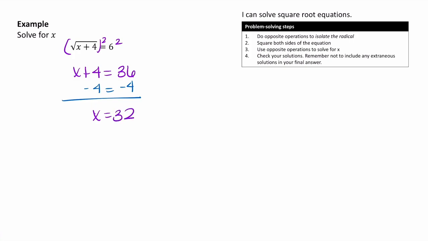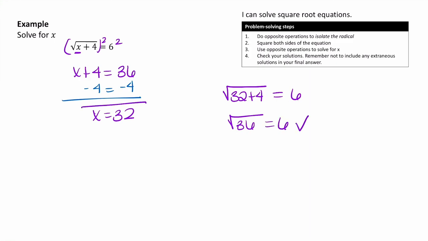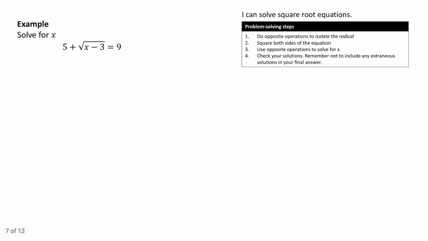Remember, I can't say it's my answer until I've gone ahead and plugged in and checked. So I have the square root of 32 plus 4, right? All I'm doing is substituting in that value for x, and I'm checking if that's equal to 6. Well, that's telling me that the square root of 36 is 6, which is in fact true, so 32 is the correct solution. Now let's go ahead and try this example.